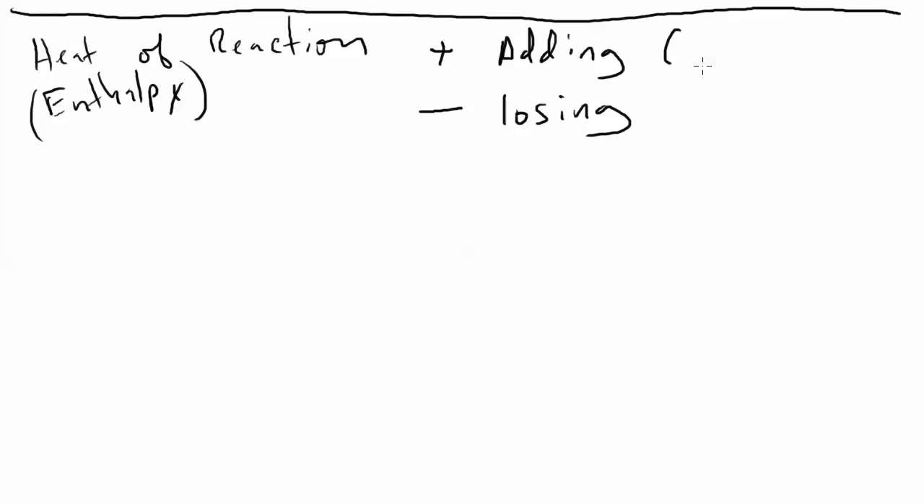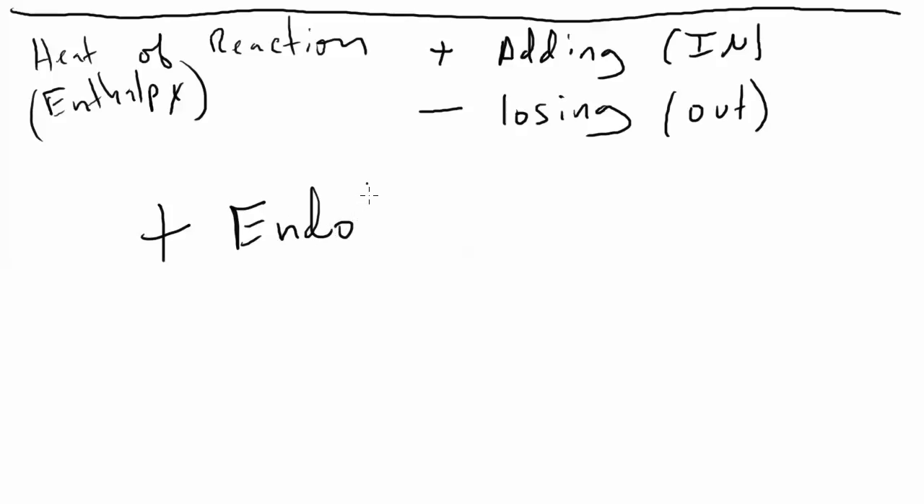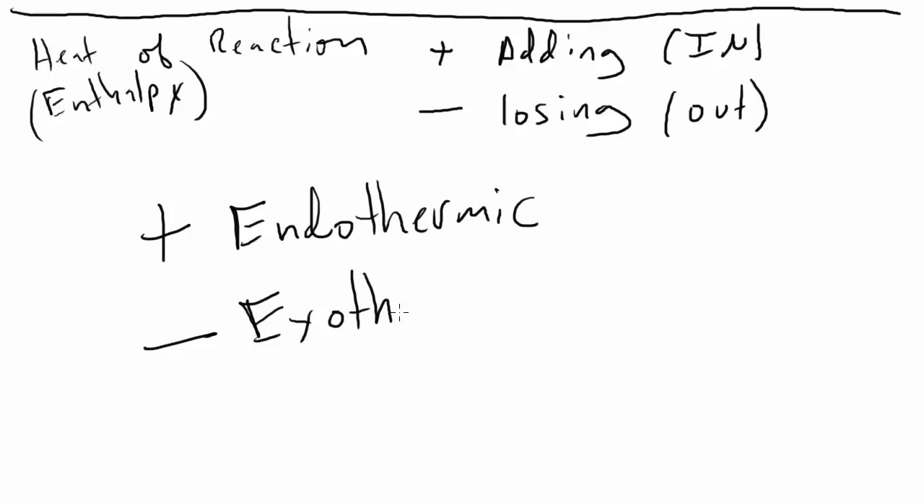And so if you're adding energy to the system, then energy is going in. And if you're losing energy, then energy is going out. Now we can apply that to the terms that we just learned. A positive heat of reaction means energy is going in. That means it's an endothermic reaction. A negative heat of reaction, a negative enthalpy of reaction, means that the reaction is losing energy. Energy is going out of the reaction, and that makes it an exothermic reaction.